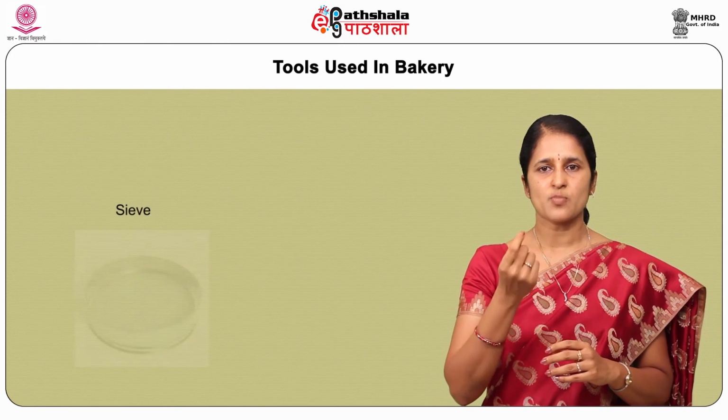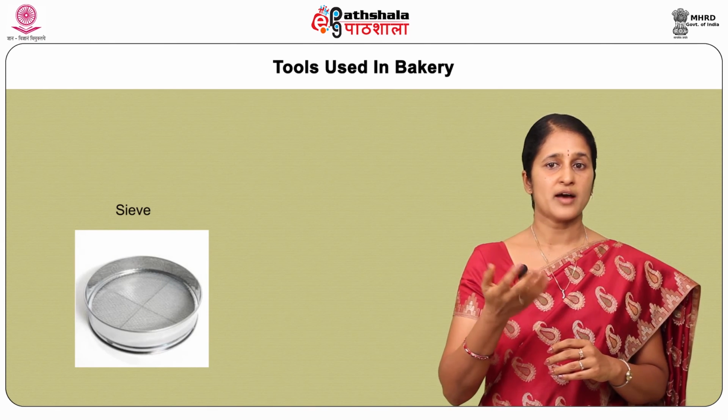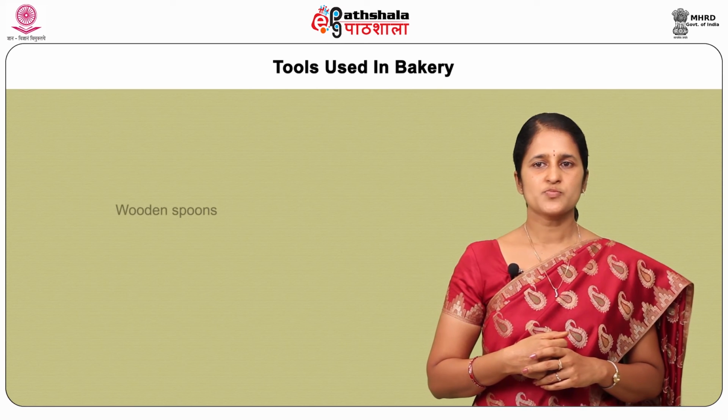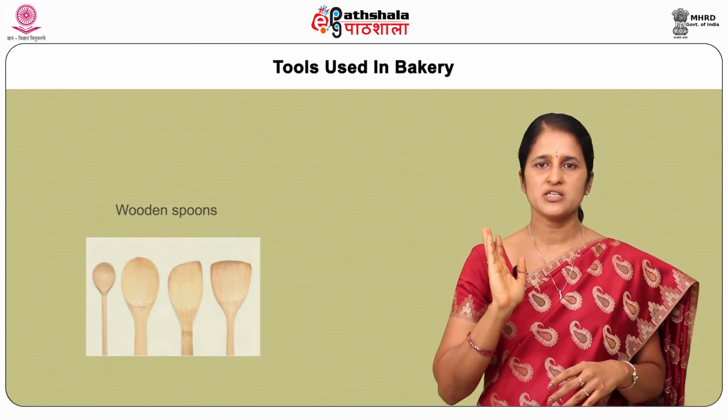Sieve, it is made up of small perforated mesh which is used to sieve the flour or other dry ingredients. Wooden spoons are used to stir the ingredients in a bowl so that it won't generate heat.